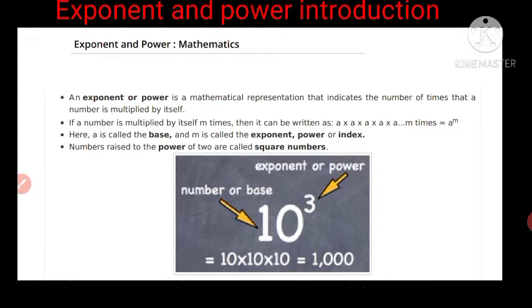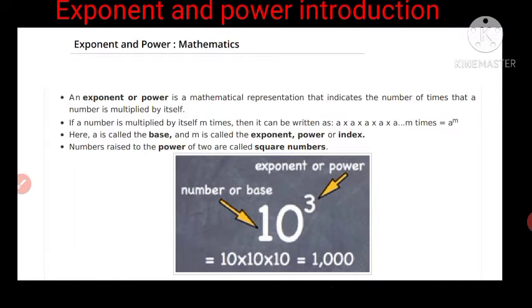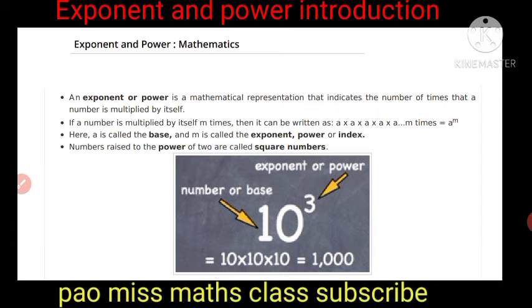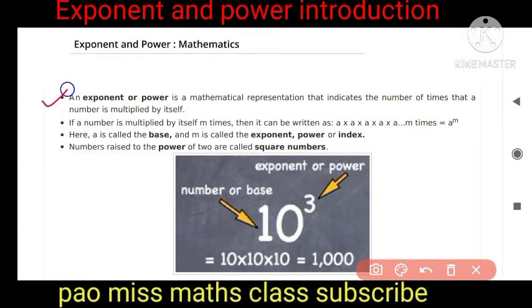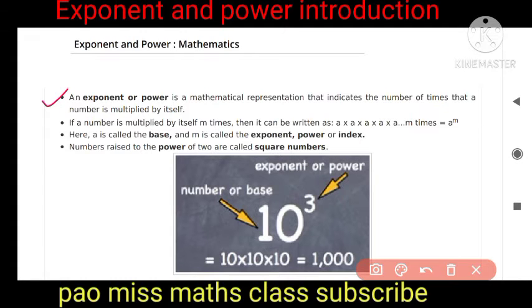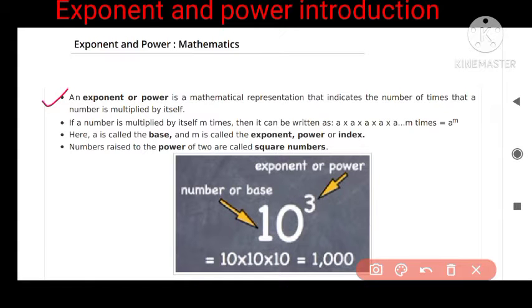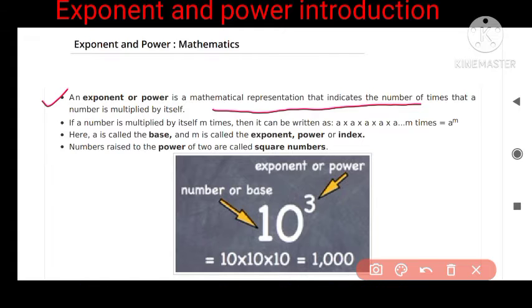So today in this video I will cover class 7 maths chapter number 13, exponent and power. First I will introduce what is exponent and what is called power. An exponent or power is a mathematical representation that indicates the number of times that a number is multiplied by itself. That means how many times it is multiplying by itself.